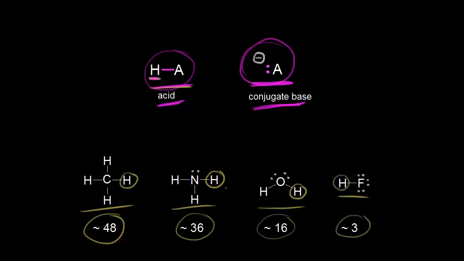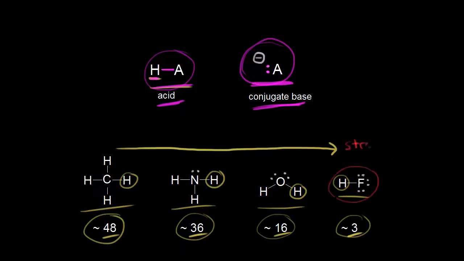We know that the lower the pKa value, the stronger the acid. So as we move to the right, we see a decrease in pKa values from 48 to 36 to 16 to 3. Therefore, as we go to the right, we see an increase in acid strength. So HF is the strongest acid out of these four. And if HF is the strongest acid out of these four, then HF must have the most stable conjugate base.